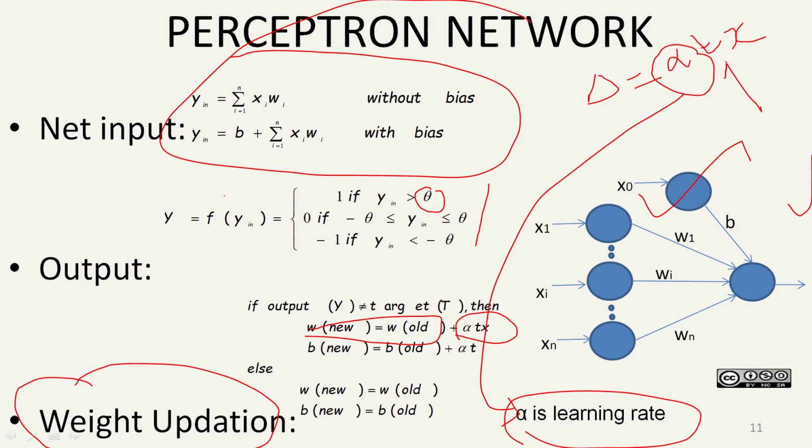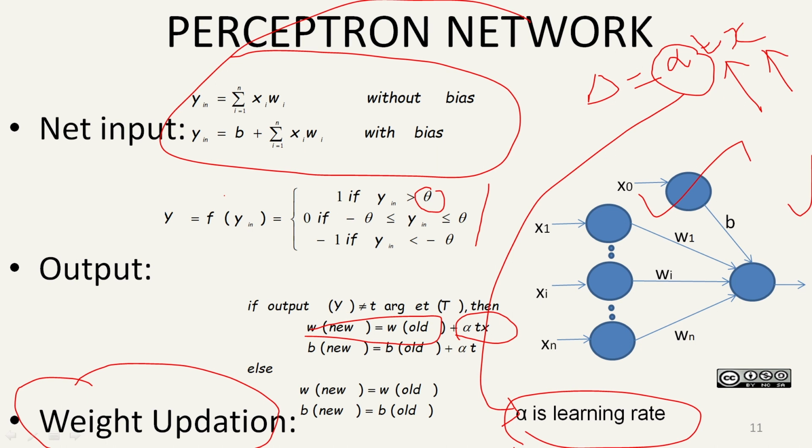This alpha is nothing but the learning rate. Next, t is nothing but the target. The target is nothing but the actual output that we want to produce. What is x? That is nothing but the input. Input is the one that we supply to the network model.